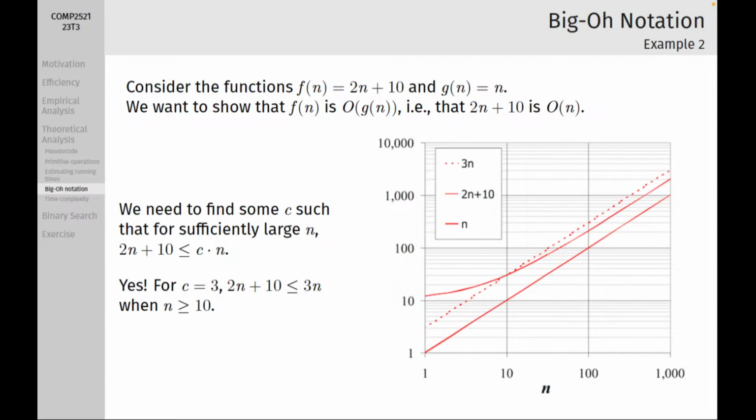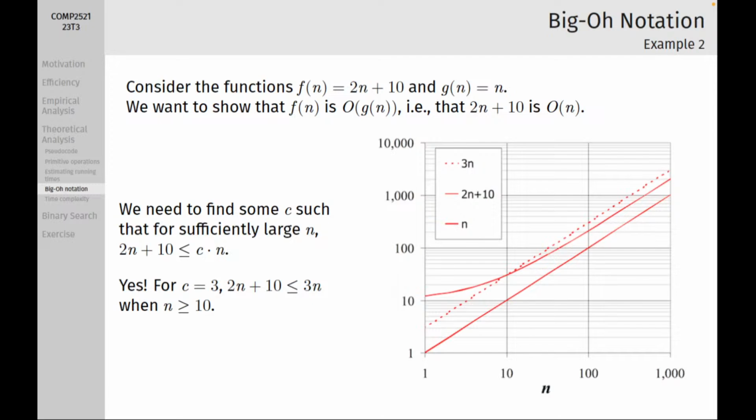Yeah, so here we're not really comparing two programs. We're just taking, for example, suppose this is the running time of our program, and we're showing that this running time function would be considered to be big O of n. That's what we're showing here. So 2n plus 10 is big O of n.